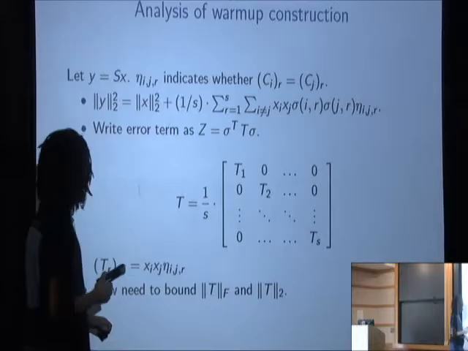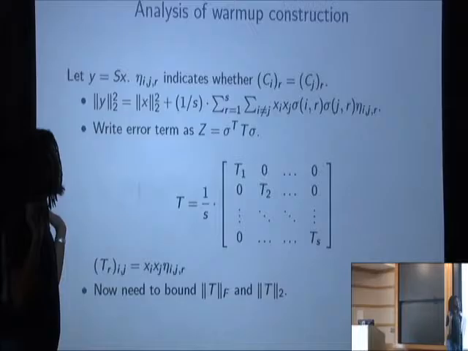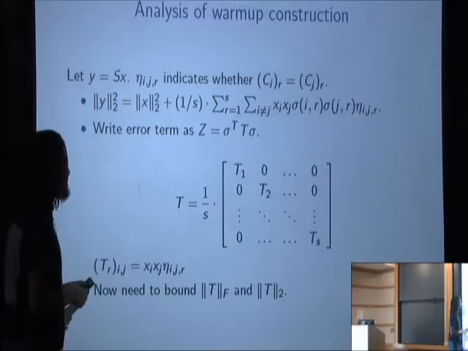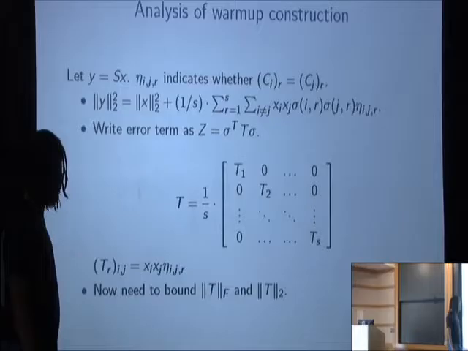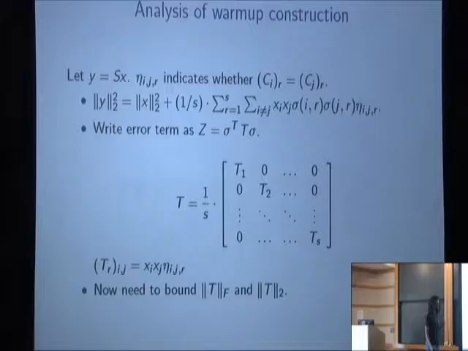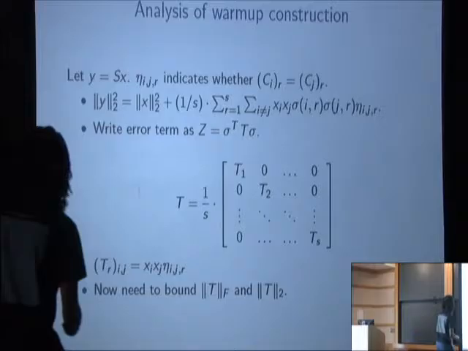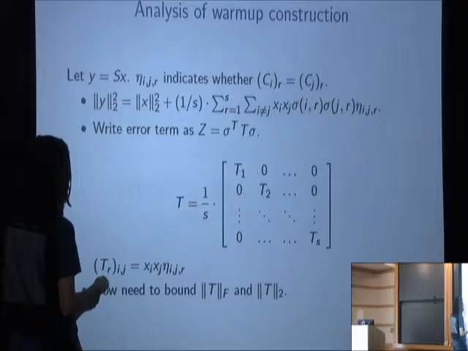Okay, so it's a block diagonal matrix. There's one block for every chunk. And what does the rth chunk look like? Well, the entry is x_i x_j, which appears only if i and j collide. If i and j don't collide, it's 0. So now I just need to bound the Frobenius and operator norms of this thing. So let's compute the Frobenius norm squared of this matrix. Maybe so that people don't forget, I'll write down the matrix on the board.